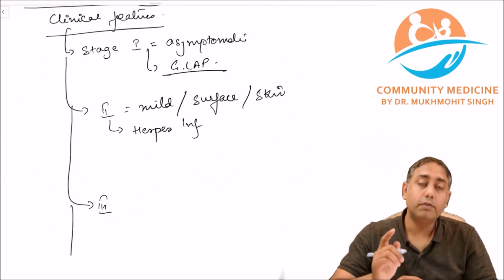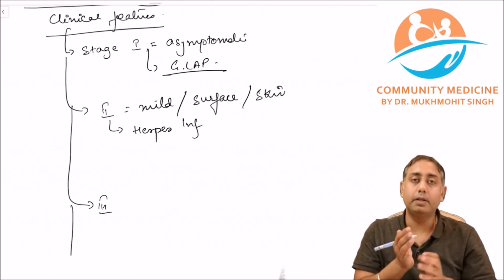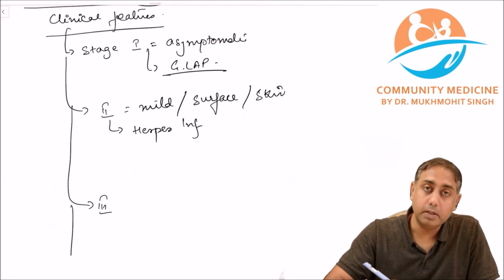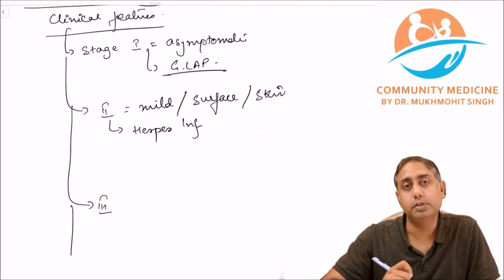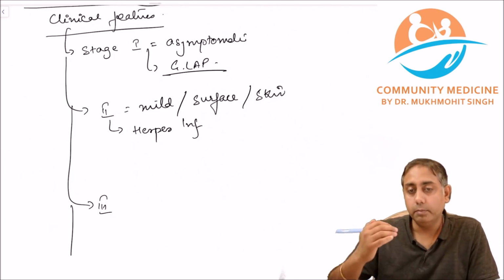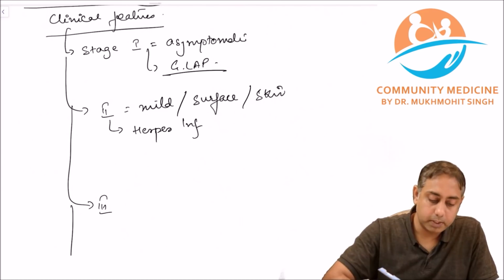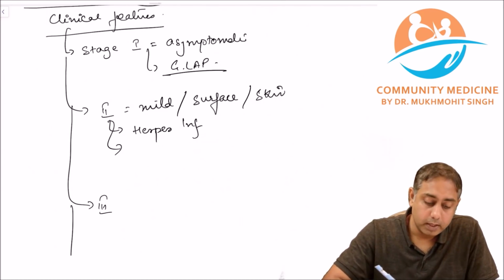Herpes infection, mind you, of less than 1 month duration. It should not be lingering on for more than a month, because that indicates opportunistic infection. That indicates an immunocompromised status of the patient. So this is herpes infection, which could be of less than a month duration.